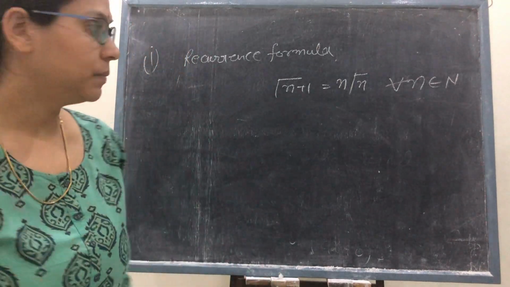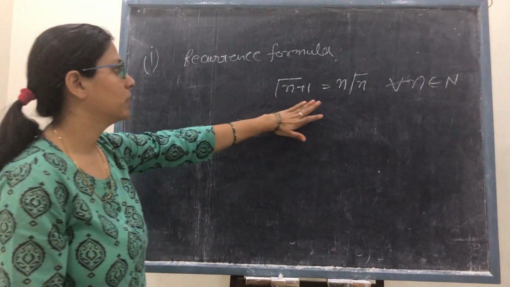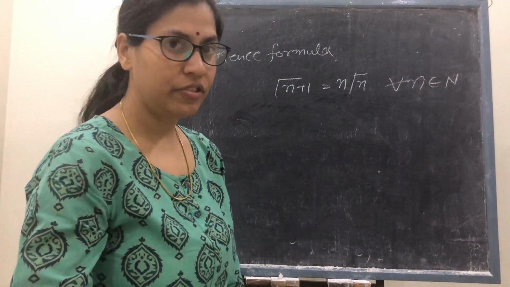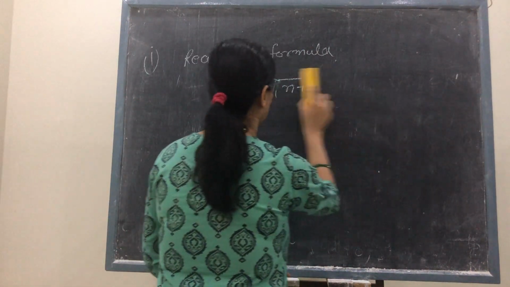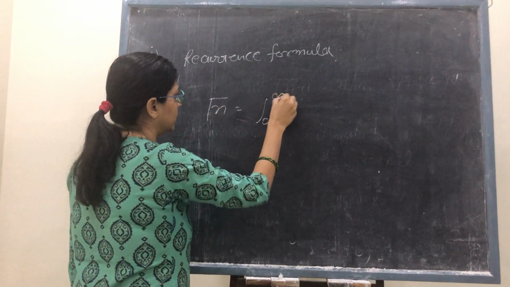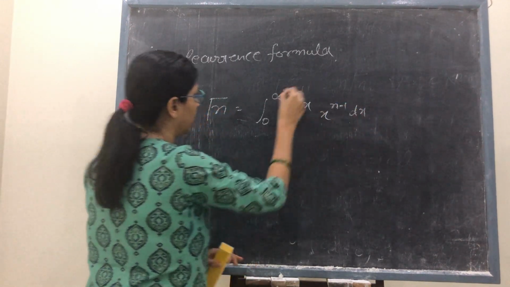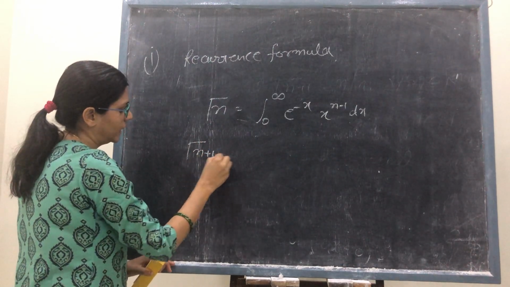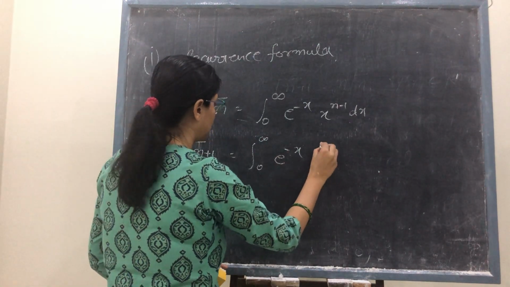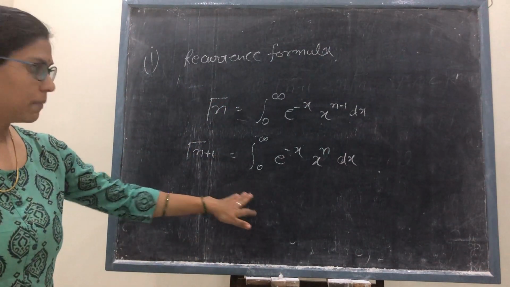So for all n belonging to natural numbers, gamma of n plus 1 is equal to n times gamma of n. Now we will start from the definition of the gamma function. We know that gamma of n is the integral from 0 to infinity of e raised to the power minus x, x raised to the power n minus 1, dx. Now we have to prove this for gamma of n plus 1. We can write gamma of n plus 1 as the integral from 0 to infinity of e raised to the power minus x, x raised to the power n, dx.